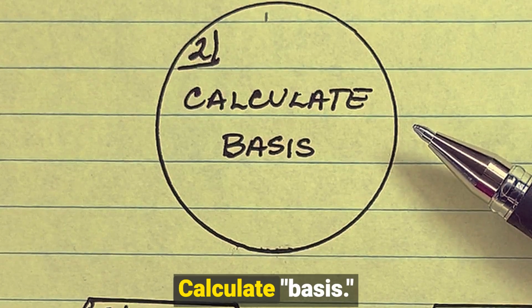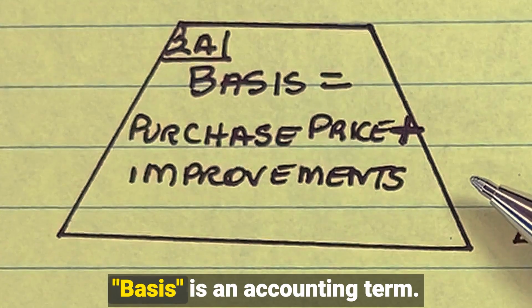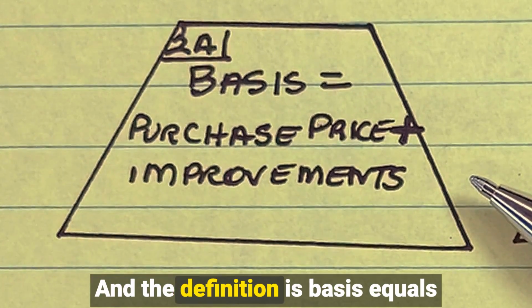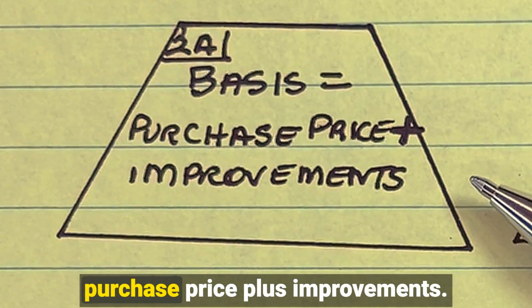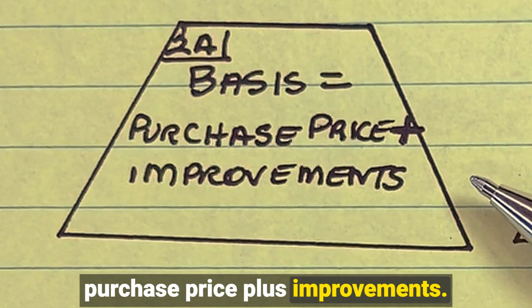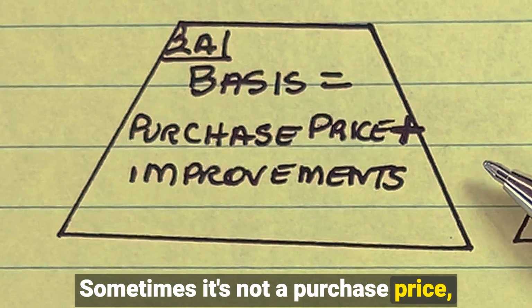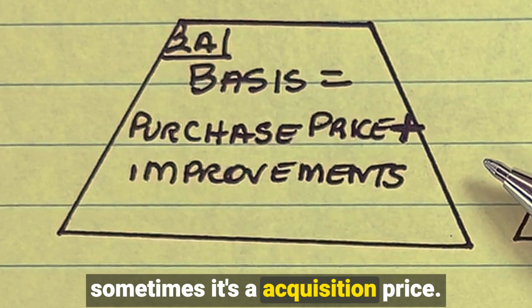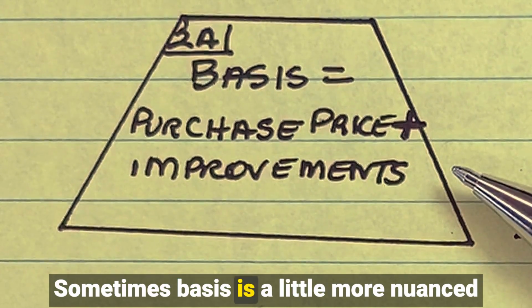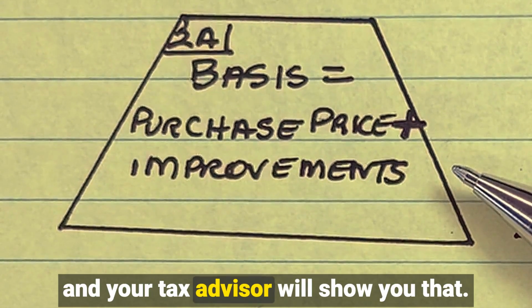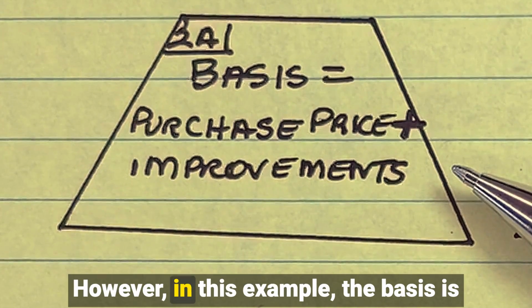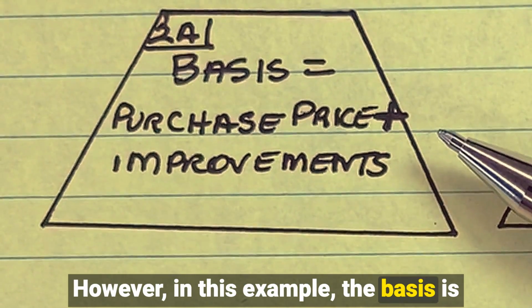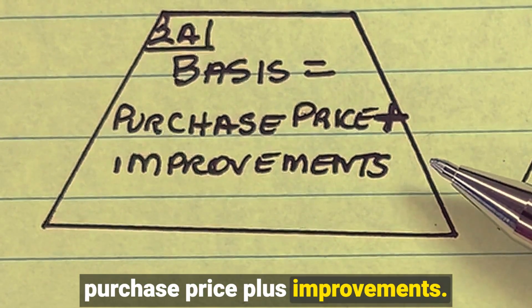Number 2, calculate basis. 2A, basis is an accounting term, and the definition is basis equals purchase price plus improvements. Sometimes it's not a purchase price, sometimes it's an acquisition price. Sometimes basis is a little more nuanced, and your tax advisor will show you that. However, in this example, the basis is purchase price plus improvements.